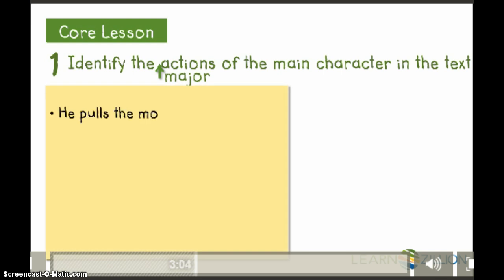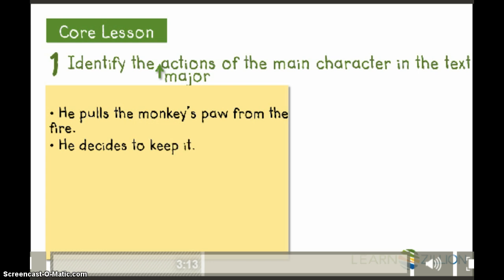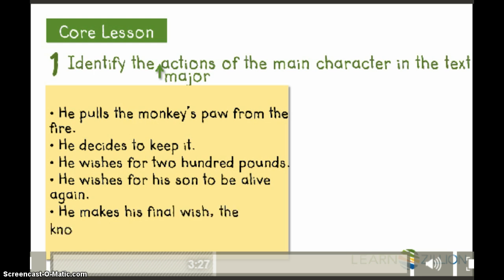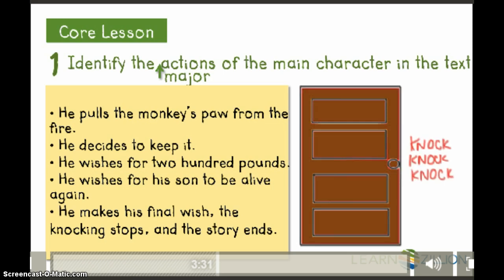First, he pulls the monkey's paw from the fire. Then, he decides to keep it. He makes a wish for 200 pounds. He wishes for his son to be alive again. And he makes his final wish, the knocking stops, and the story ends.